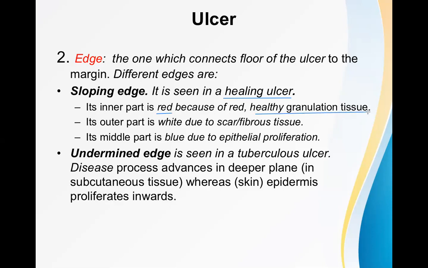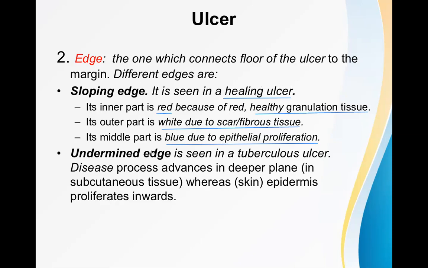Now I already told you, granulation tissue is an immature type of scar. It's the early phase of the healing process. And when I see it red, that means it's a healthy type of granulation tissue. I don't need to worry much. Its outer part is white due to scar or fibrous tissue. This is a part of healing also. And its middle part is blue due to epithelial proliferation. So all this signifies this ulcer is healing. So this is a good sign.